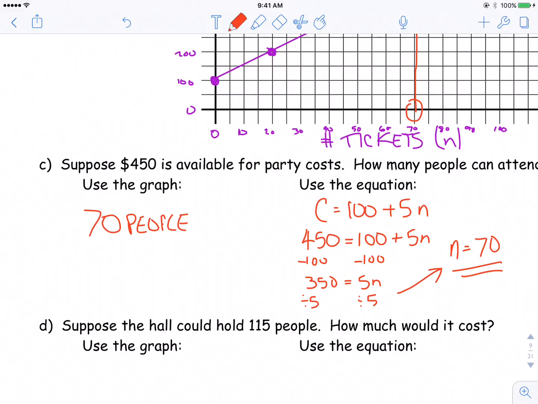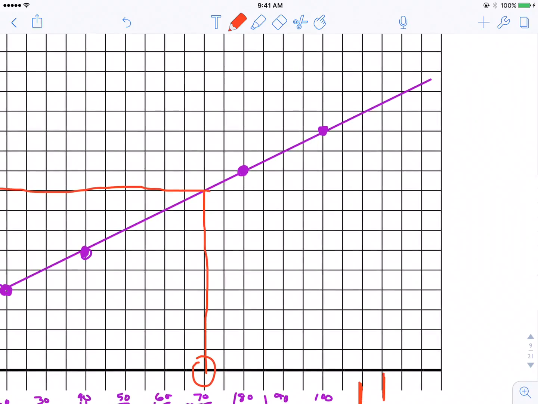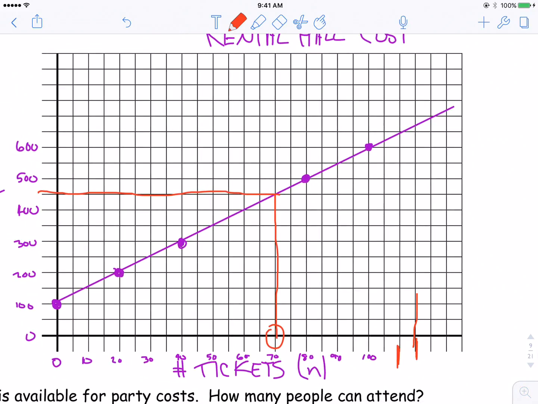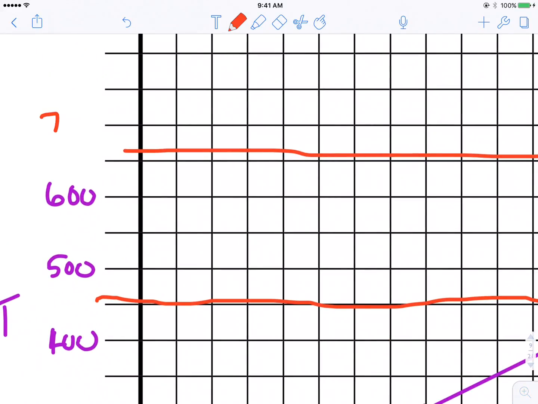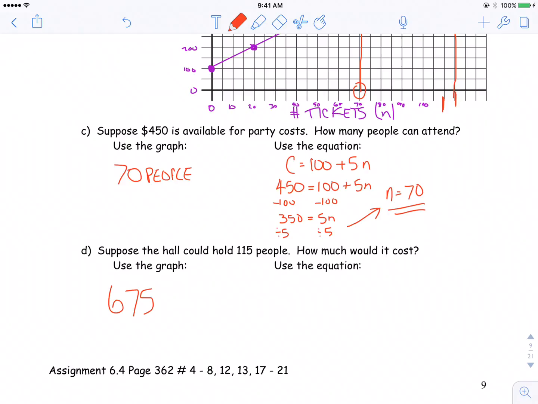Suppose the hall could hold 115 people. How much would it cost? Well, 115 people, well, there's 100. This would be 110. 115 would be in here somewhere. I would follow that up, let me make this smaller here, I would follow that up where it hits my graph. Follow it across. It would be somewhere in here. Well, this is 600. This is 700. This would be 650. Probably about 675, approximately. Sorry, not people. It would cost $675 for 115 people.